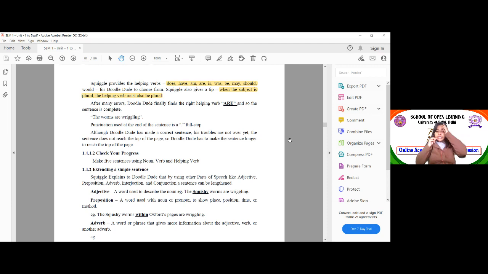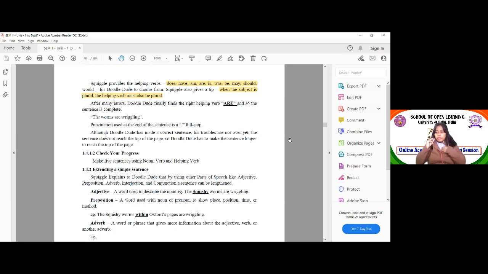Okay. So I had asked you to complete one exercise. I don't know if you have done it, but I had asked you for your own practice. So I am going to assume that you have practiced and you know what helping verbs are. Helping verbs are does, have, am, are, is, was, be, may, should, which basically help you to support the action that you're doing. It is a state of being. It is an occurrence or something that is happening. That is what a helping verb is.